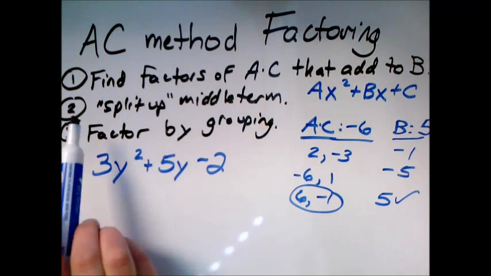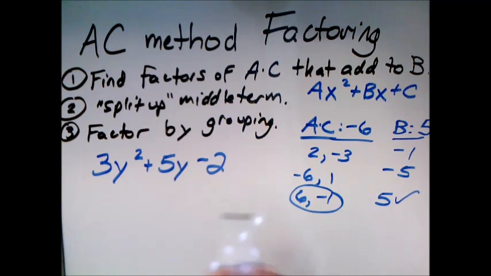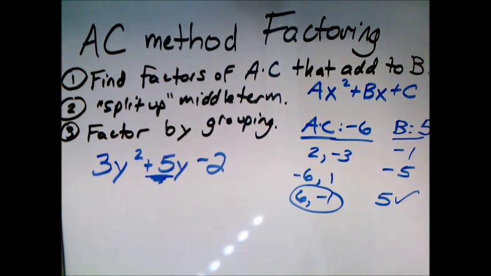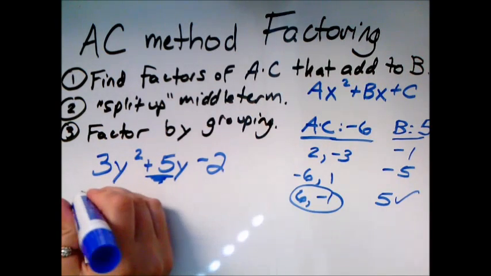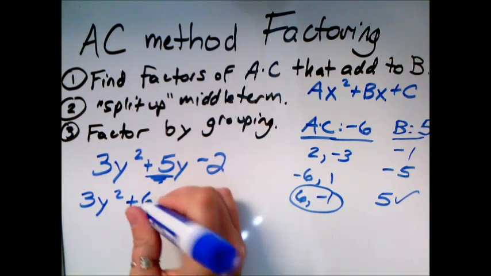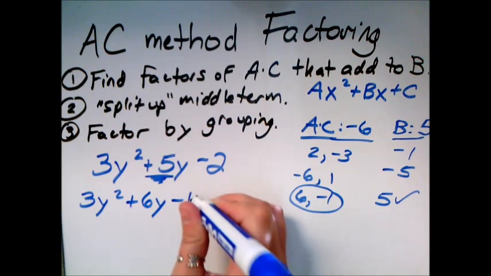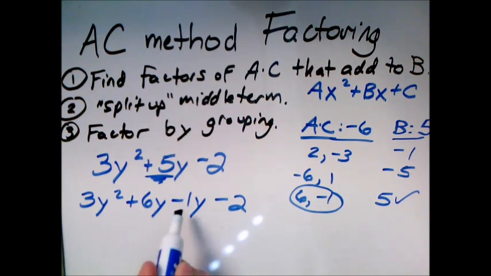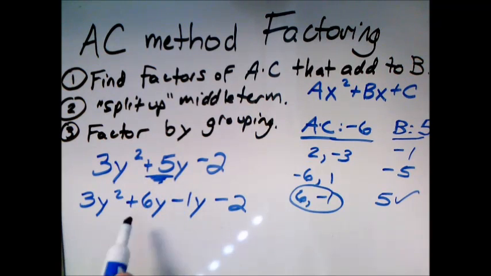So step 2. What do I do once I find those two factors? Well, those two numbers are the correct way to split up the middle term. So you want to rewrite your problem. Careful, we're not changing anything. We're just kind of unsimplifying it. Instead of writing 5y, we're writing plus 6y minus 1y. Notice if we got like terms together, that's still the same as 5y. So we didn't change our problem, we just rewrote it.